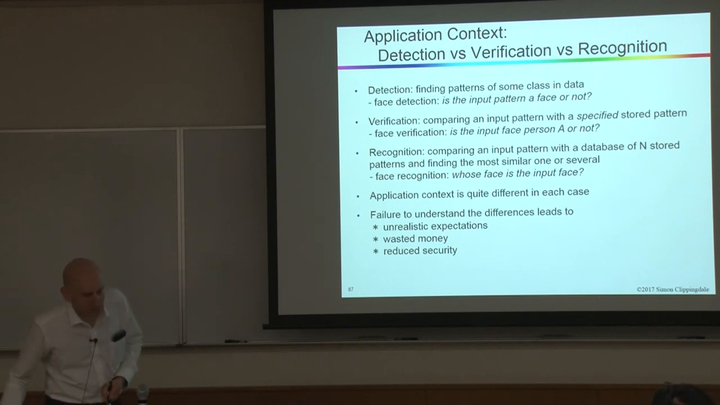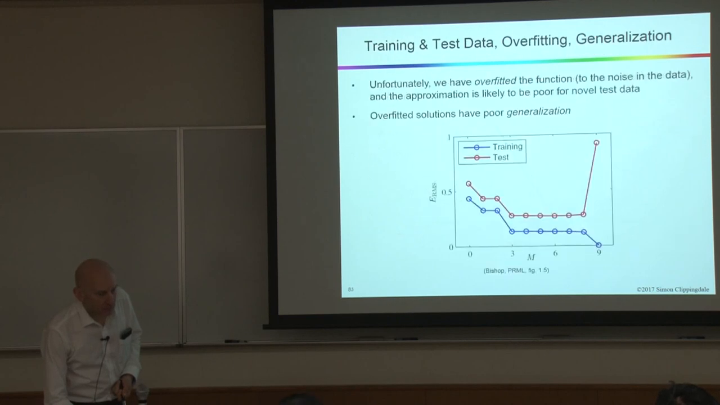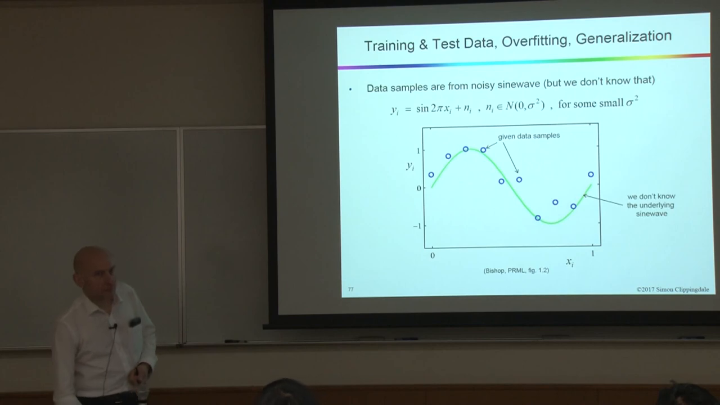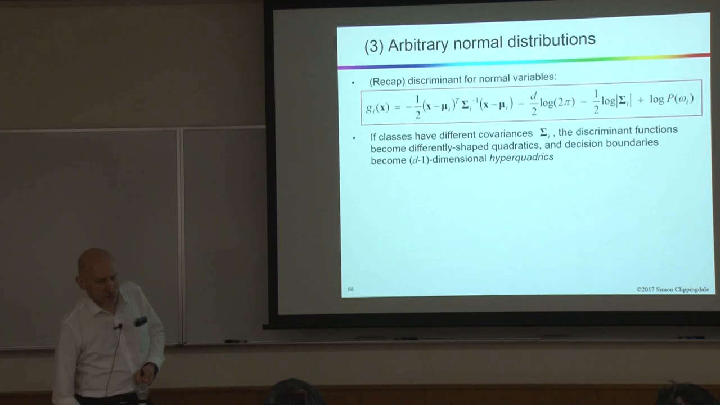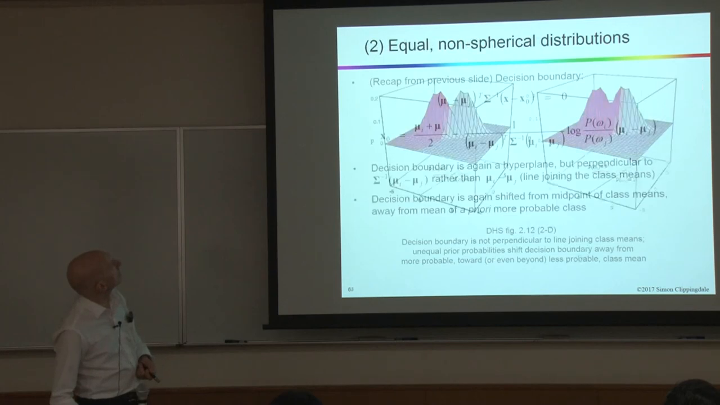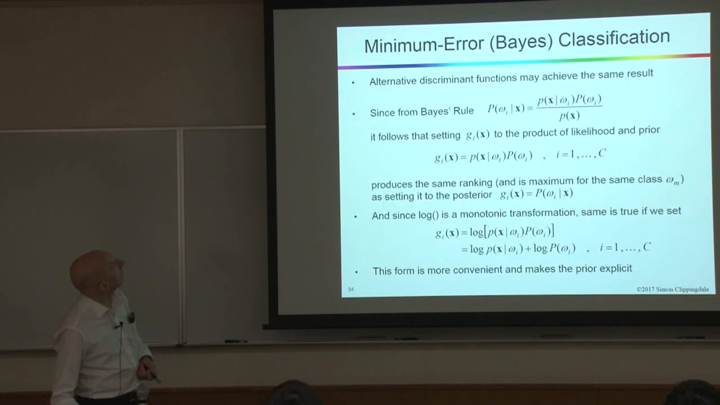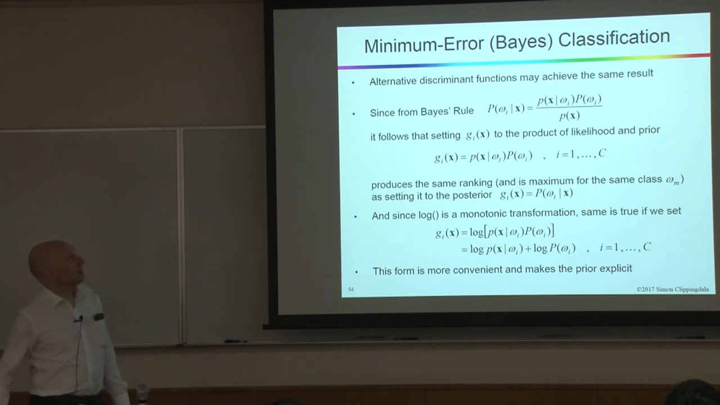Can I interpret this way that the higher probability of P of omega I is the proportion of that class in the total training set? Yes. P of omega I is the proportion of that class in the total training set. Let's see. You mean this P of omega I? Yes. You could estimate this probability as the proportion of samples from class I in the total training data, yeah.